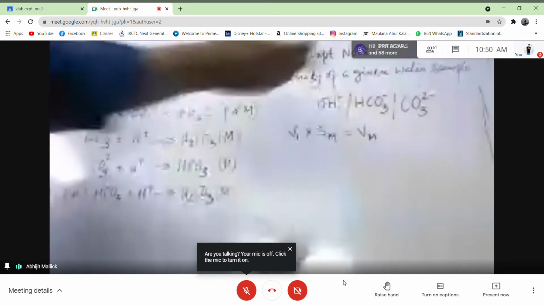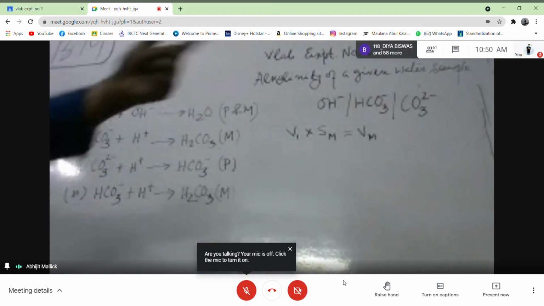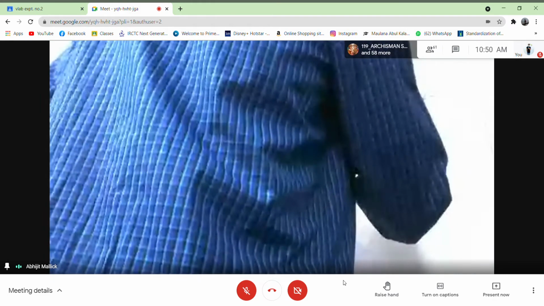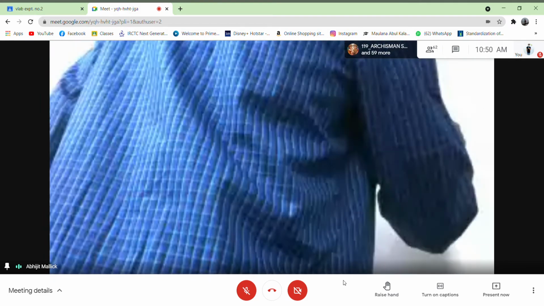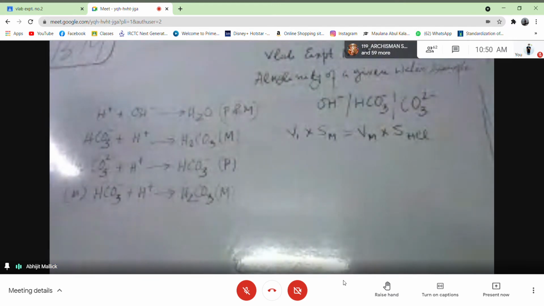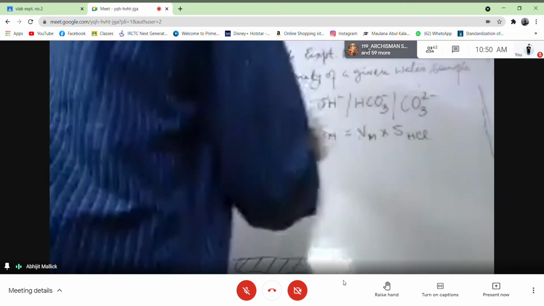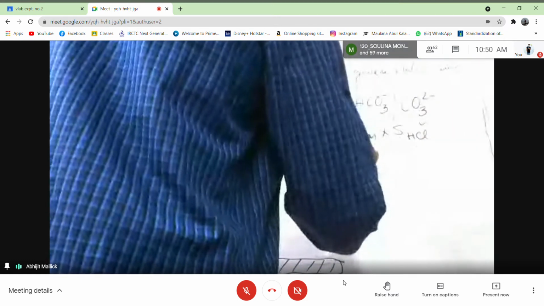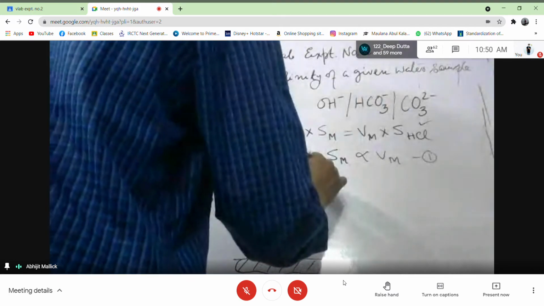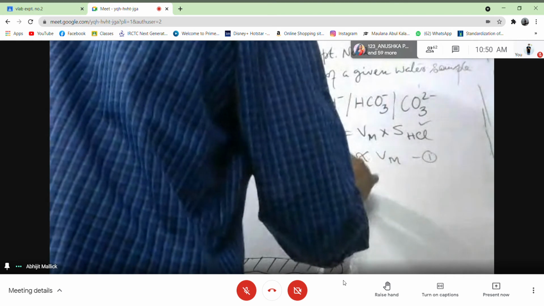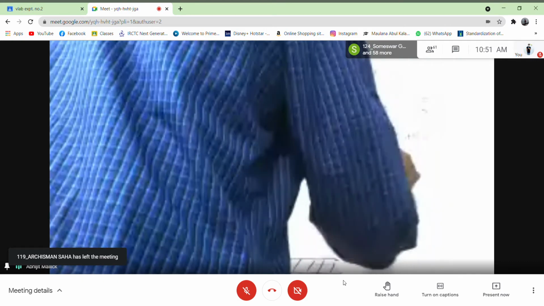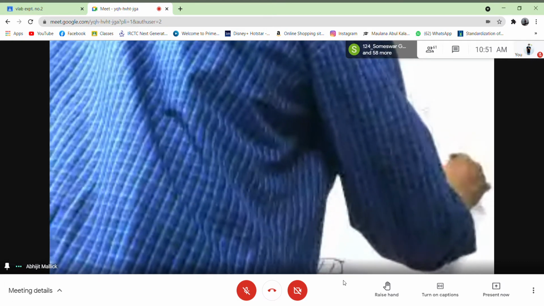VM means the volume, mean burette reading using methyl red indicator, into S of HCl, that is obtained from table 1, already obtained from table 1. So here you can see this is constant 10 ml, this is also constant. So first equation we can write: SM is proportional to VM. This is the first equation, and secondly we can write SM is equal to concentration of OH minus plus concentration of HCO3 minus plus concentration of CO3 2 minus.